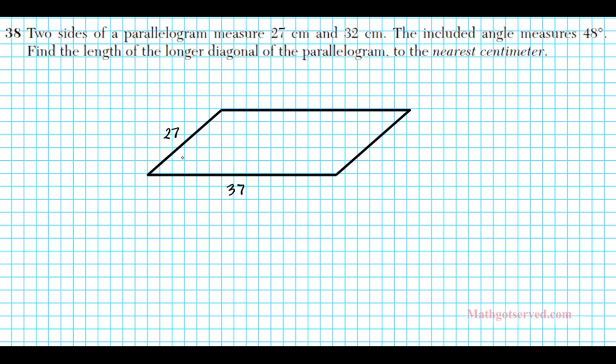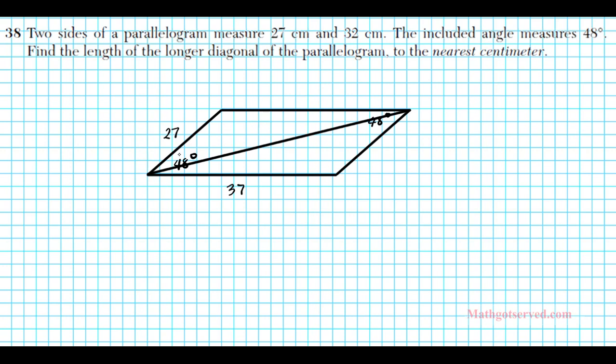We notice we have two angles here, the acute angle and the obtuse angle. 48 degrees is acute, so we know that 48 degrees goes right here, and that's also 48. The problem says find the length of the longer diagonal. The longer diagonal is going to be opposite the bigger angle. So this is the longer diagonal right here.